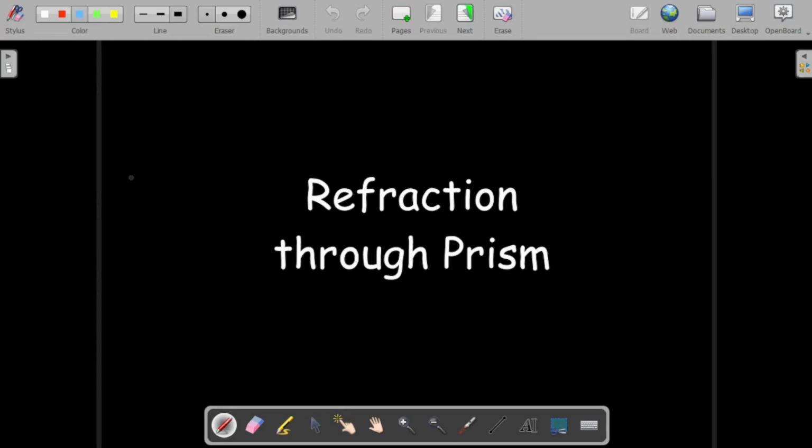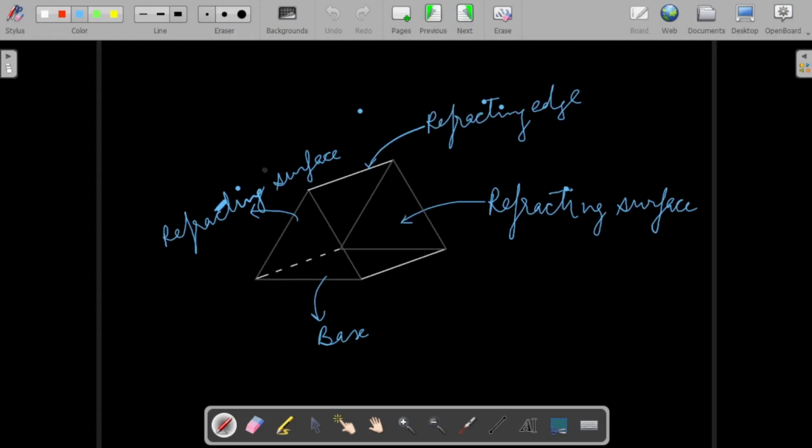Today we will see the refraction through a prism. First, I would like to tell you what a prism is. A transparent structure made like this is known as a prism. This structure has a triangular cross section, as you can see. This front surface looks like a triangle.